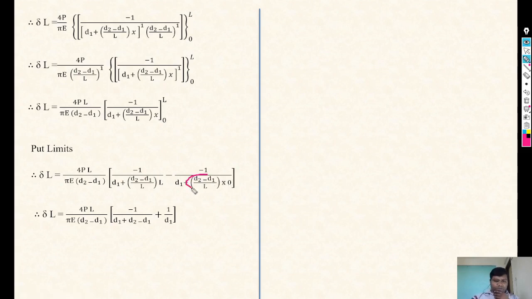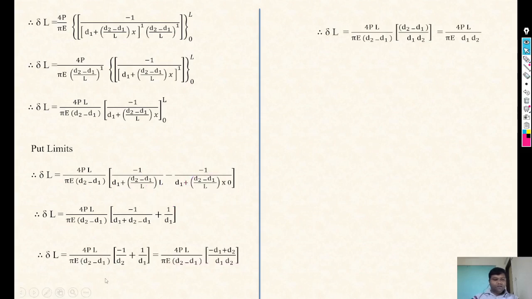This term will be 0 because this bracket is multiplied by 0. The remaining is only 1 by d1, and minus and minus will get plus. L will get cancelled, so the remaining term is d1 plus d2 minus d1. Here d1 and d1 get cancelled, so the remaining term is d2, so minus 1 divided by d2 plus 1 divided by d1, and this term is as it is because it is constant.